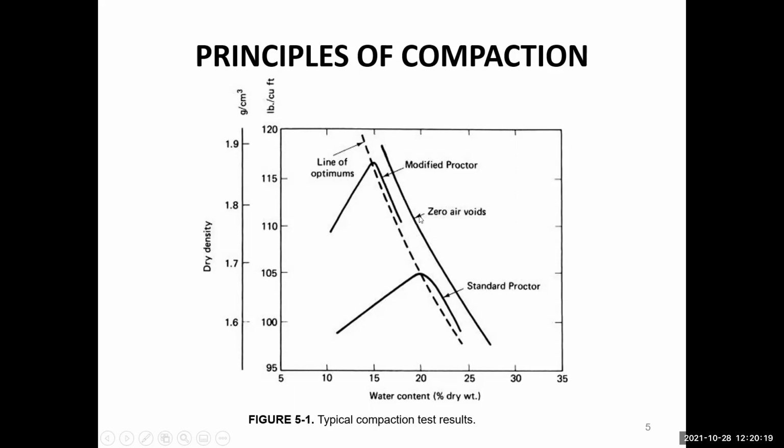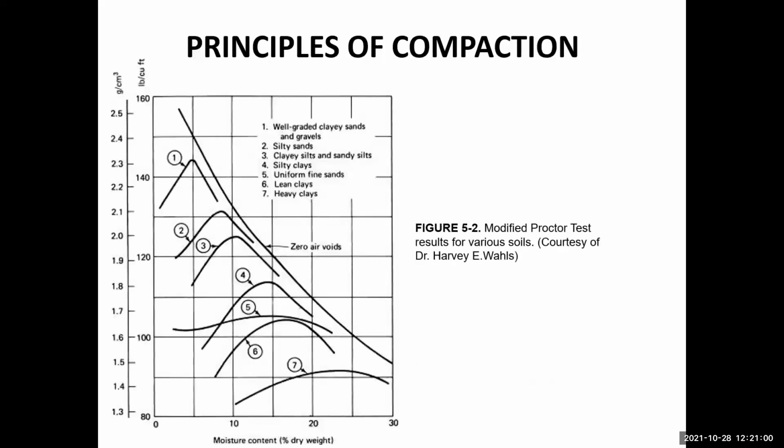In addition, over here, a zero air voids curve has also been shown. This is more like a theoretical curve, a kind of theoretical value for which we can achieve the maximum density. So remember that the standard Proctor tests and the modified Proctor tests are laboratory tests. So we have to simulate these kinds of efforts in the field as well. Therefore, in the field, to achieve the similar effort, we have to use different types of compacting equipment, and that we are going to discuss very soon.